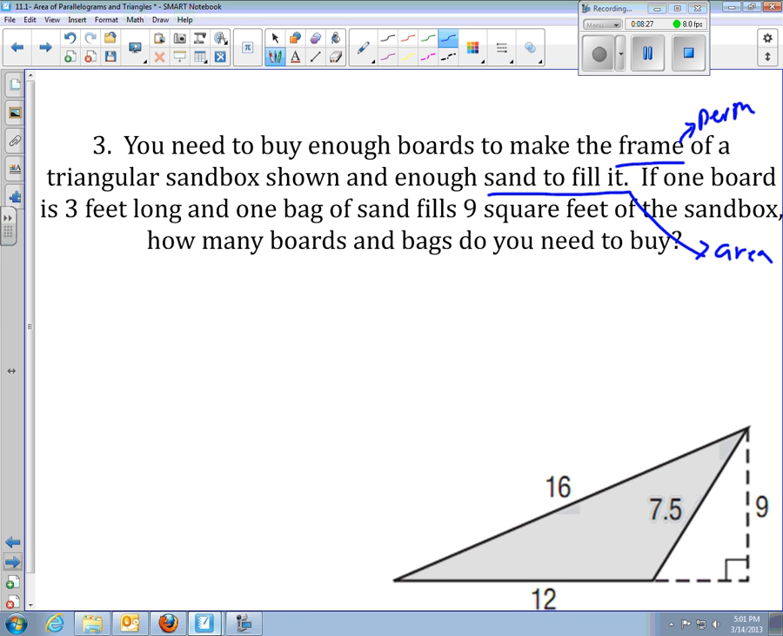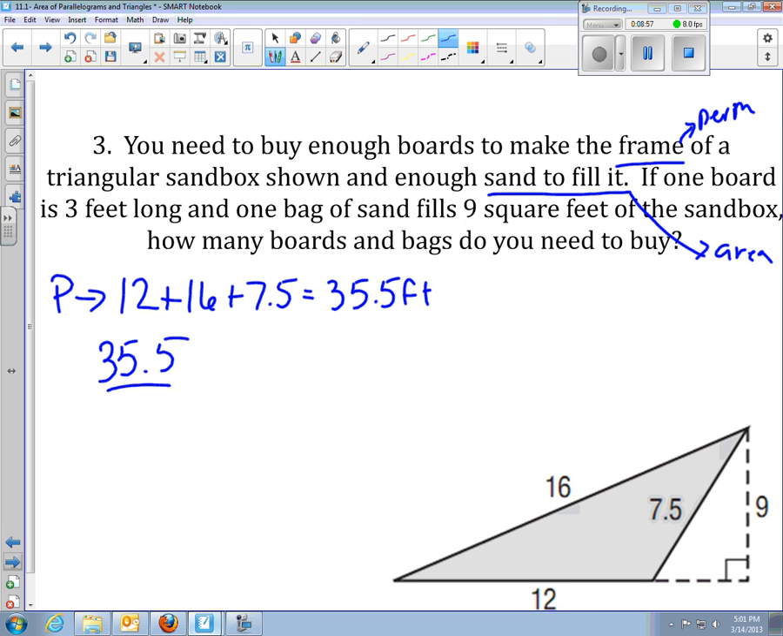So I can see that I have all my sides, so I can find my perimeter. I'm going to take 12 plus 16 plus my 7.5, and we find a perimeter of 35.5 feet. But it didn't ask us for the perimeter. It asked how many boards it's going to take. If the boards are each 3 feet long, and we need to cover 35.5 feet, we are going to take the 35.5 feet and divide it by 3. This is going to tell us how many boards we need. We're going to need 11.8 boards. Can I buy 0.8 of a board? No. So we need to round that up to 12 boards.